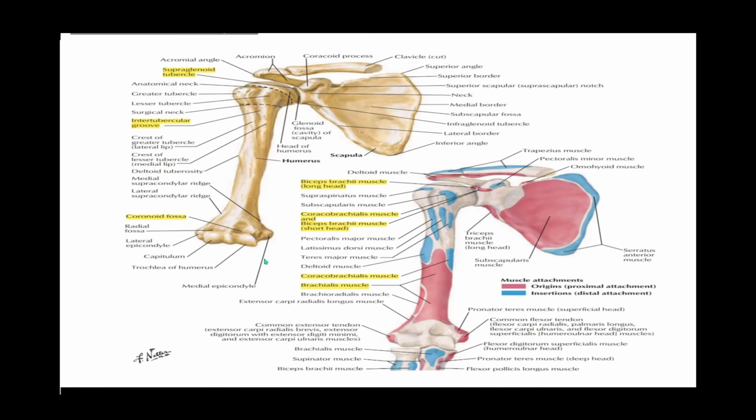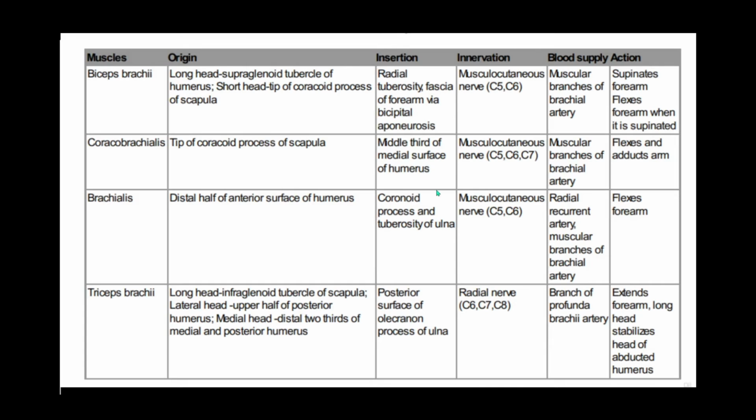If we just do a flip, the biceps brachii tendon attaches there. You can see it, the biceps brachii muscle attaches to the radial tuberosity of the radius. It's innervated by the musculocutaneous nerve, and as for the action of the biceps, it flexes the forearm when it is supinated. It also contributes to the supination of the forearm. So the supinator muscle and the biceps both contribute in supinating the forearm.